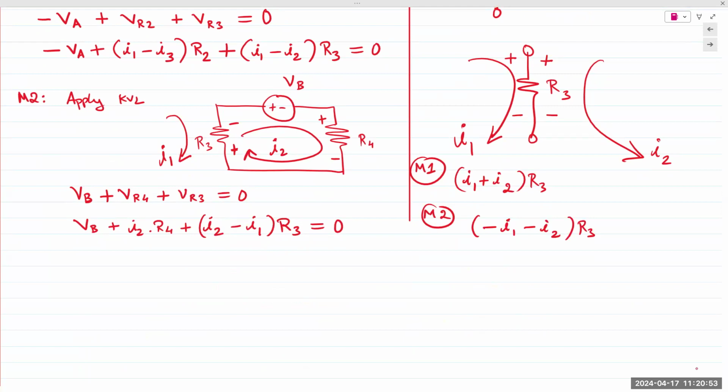Does that make sense? Because now you're summing up voltages in the other mesh. The mesh current directions don't change. They remain the same. So now when I sum up the voltages, I'm going in the opposite direction. So it'll become minus and minus. Both voltages would end up being negative. So think on that. Let me know if you have any questions.